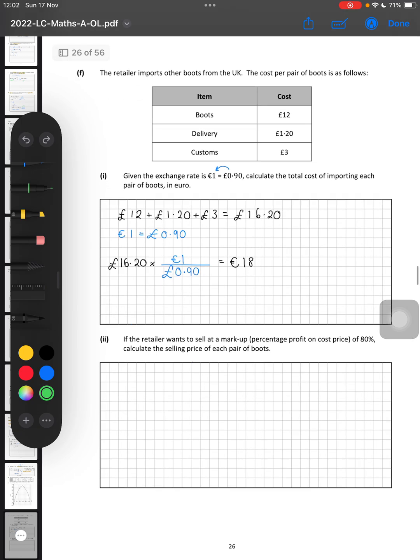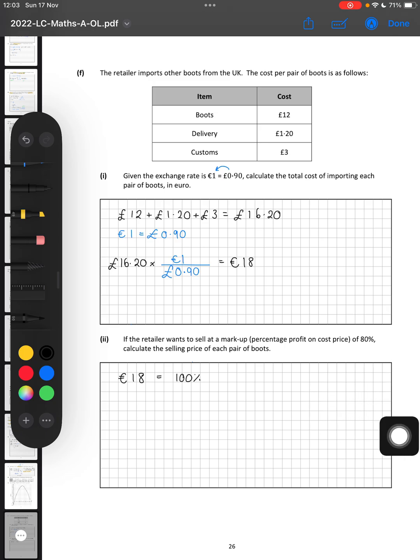Part 2 says if the retailer wants to sell at a markup, so percentage profit on cost price, of 80%, calculate the selling price of each pair of boots. So she wants to add on 80% of their price. They cost 18 euro firstly, which is 100% of their price. See the way it says percentage profit on cost price? That's why we're letting the cost price be 100%. She wants to sell them for 80% of that added on.